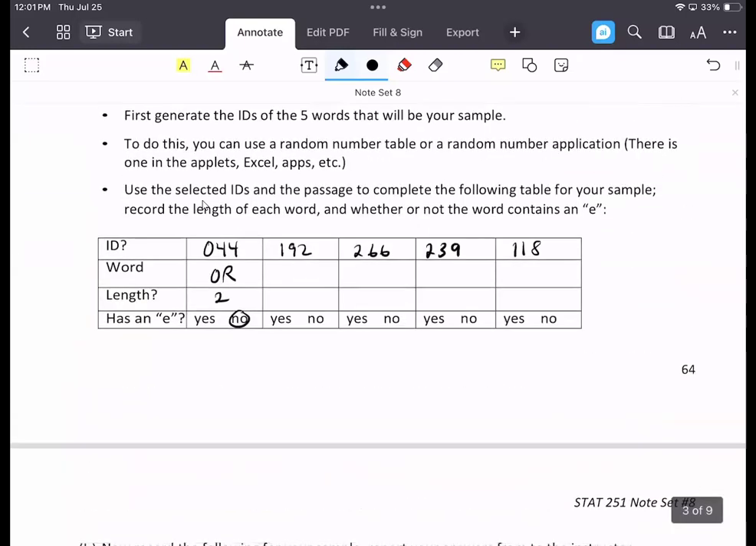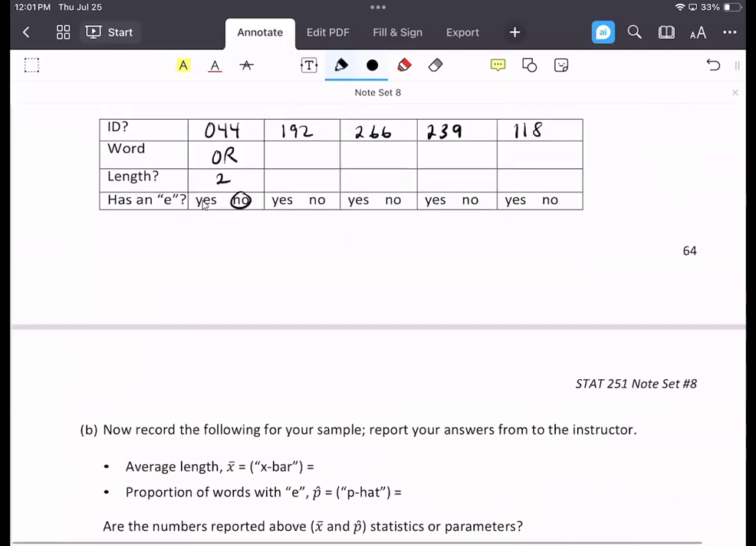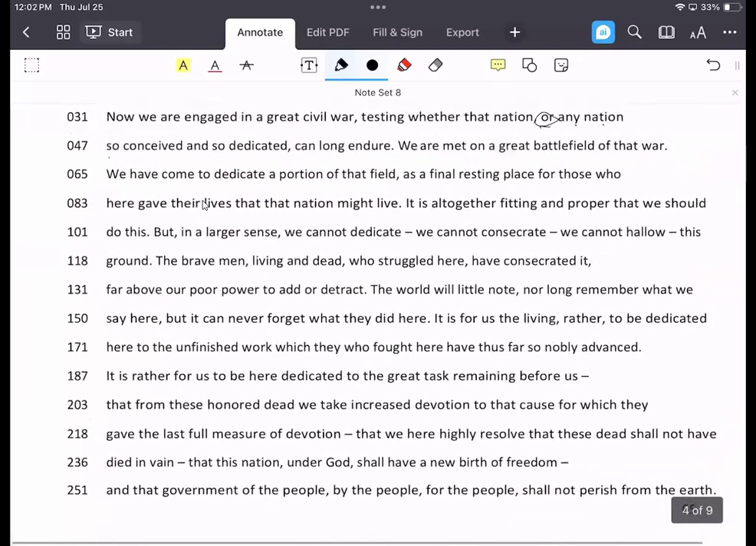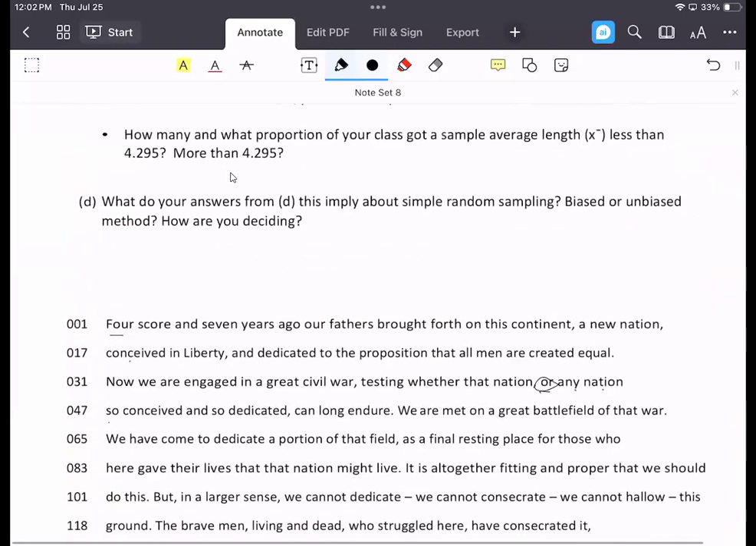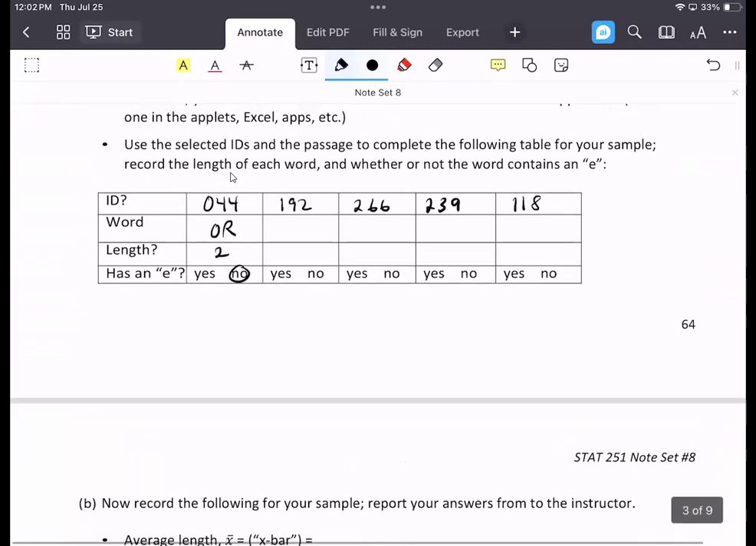It has 2 letters, and does it have an E? No. I then did that for each of my words, figured out where it was. 192 would be after 187, so 187, 188, 189, 190, 191, 192, and that's the word "to". So please, if you did do the random number generator, please complete this chart. If not, go ahead and use my numbers to complete it.